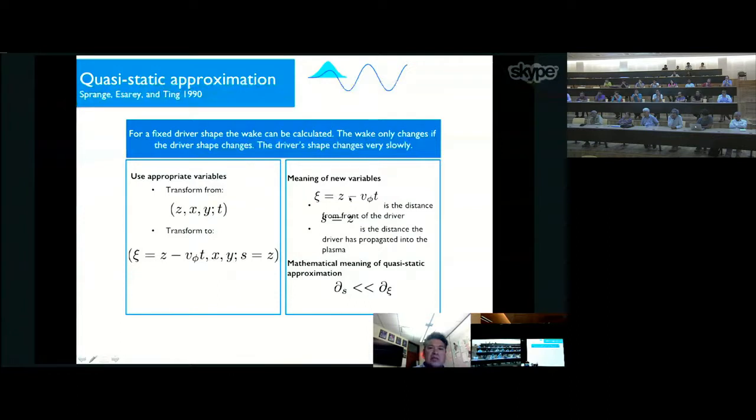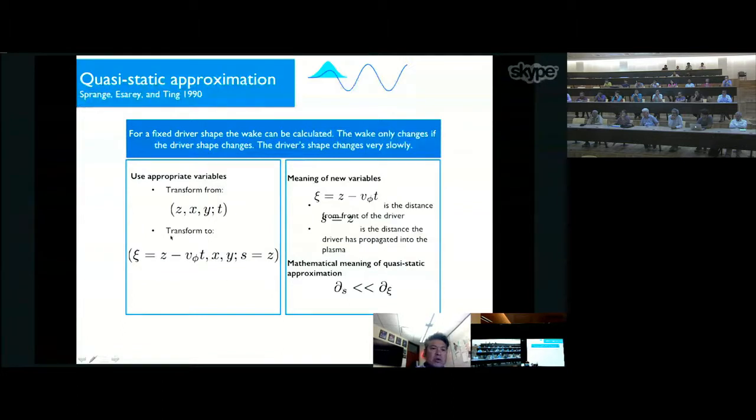So that's what I say. The meaning of these variables: c is the distance from the front of the driver, and s is the distance the driver has propagated. The mathematical meaning of the quasi-static approximation is the realization that the wakefield evolves much more slowly, on a distance compared to the wavelength of the wake. Another way of saying that is that the driver can move many wake wavelengths into the plasma before its shape changes. And that is the crux of the quasi-static approximation.